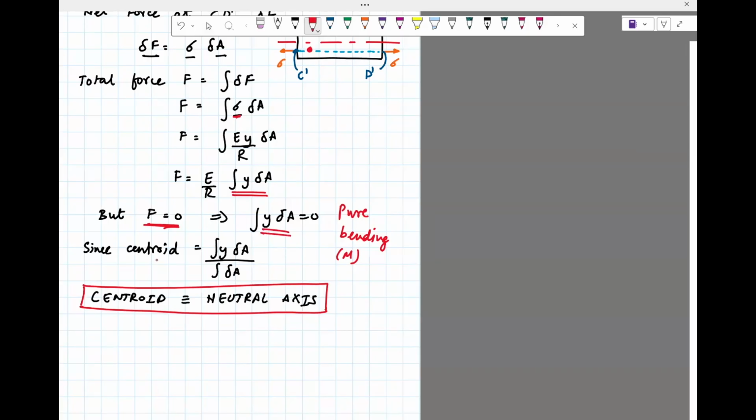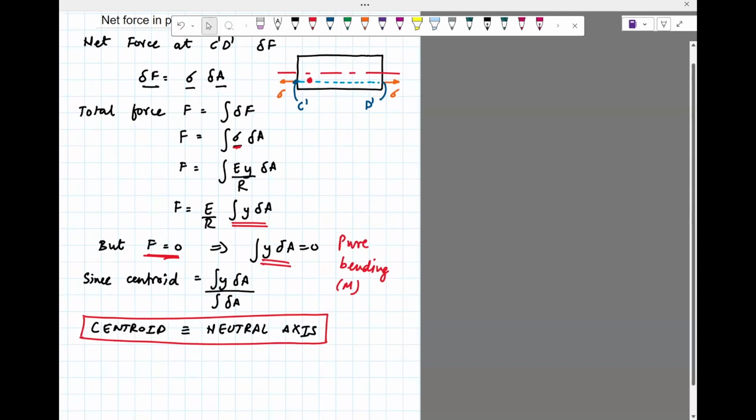But the centroid of a shape is also given by a formula similar to this. It's actually the integral of y dA divided by the integral of dA. The denominator is always positive because the integral of area is just the total area, which means that the numerator has to be zero.